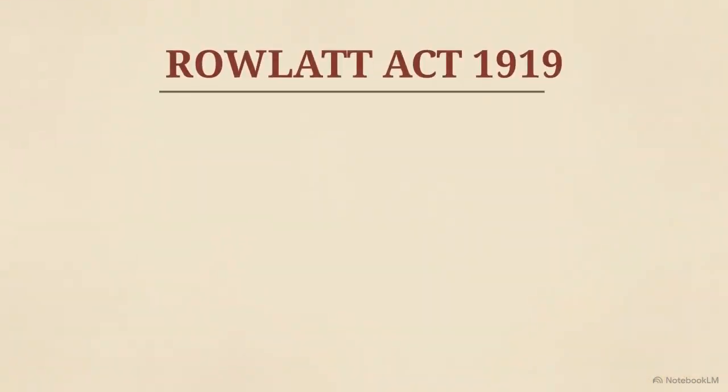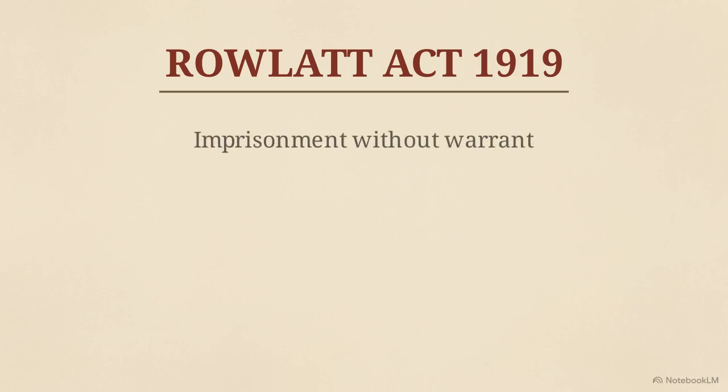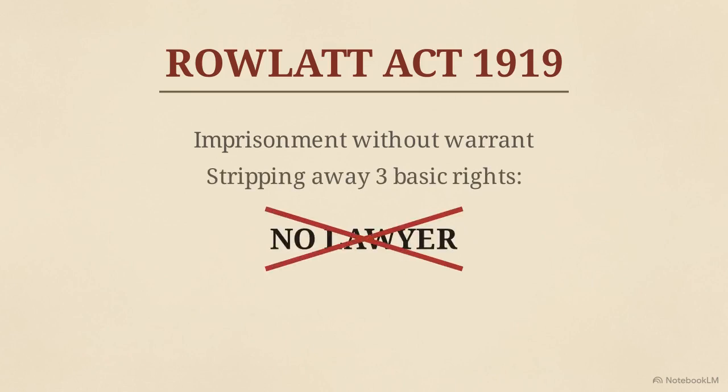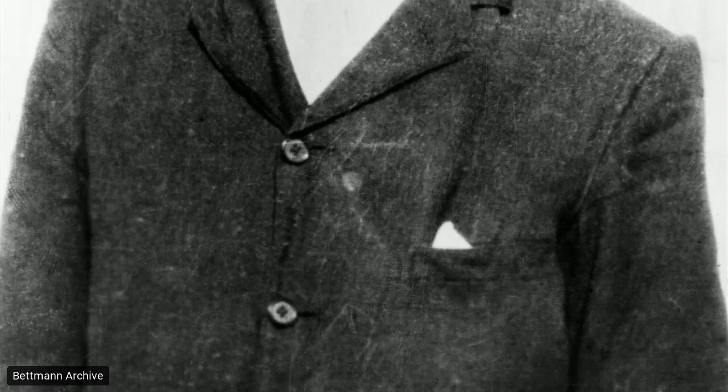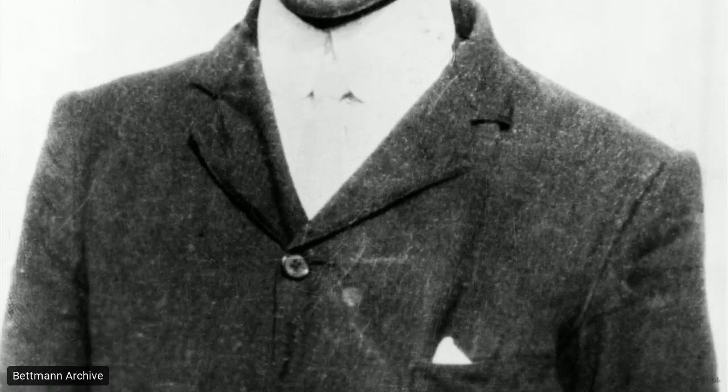In 1919, the colonial government passed the Rowlatt Act. This diagram illustrates how the law bypassed standard justice. The British could now imprison any Indian citizen without a warrant, stripping away 3 basic rights: no lawyer, no hearing, and no appeal. The passage of the act sparked nationwide outrage.